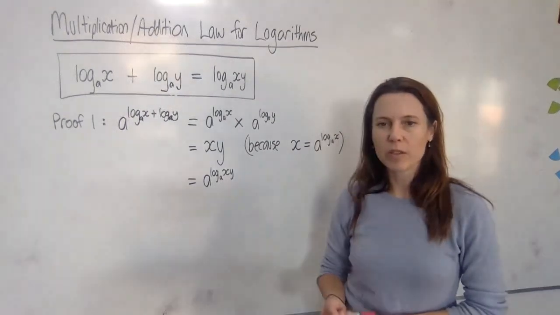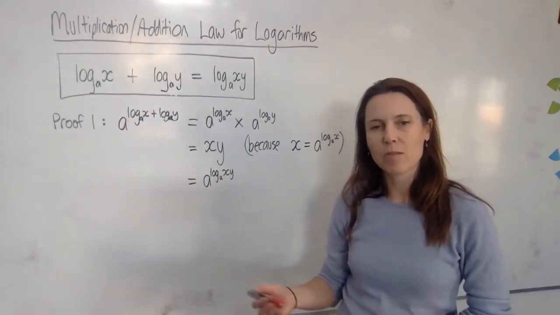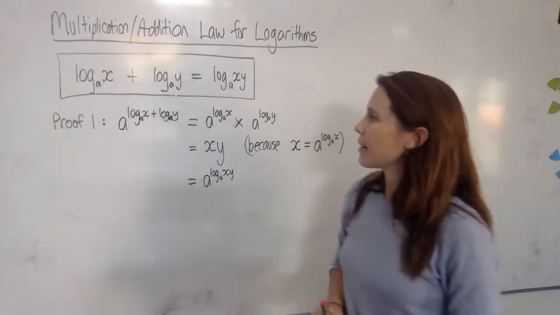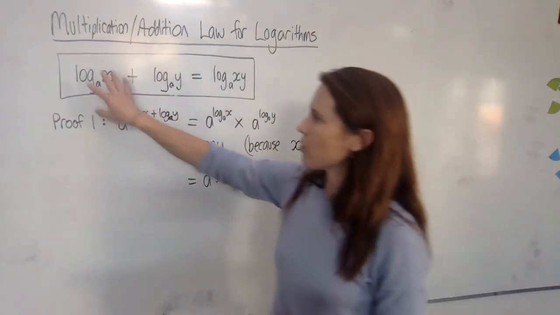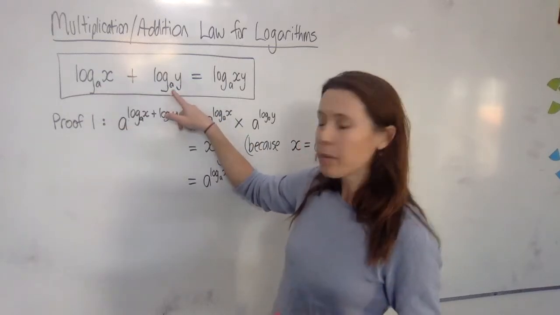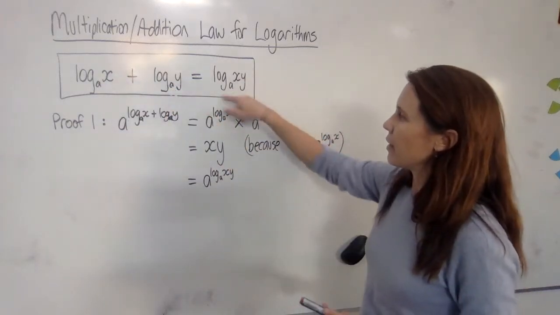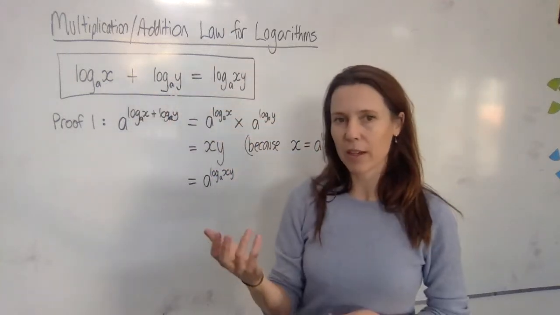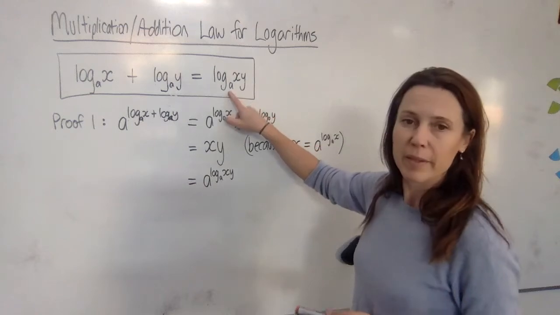To understand the log laws, it's important to relate them back to the index laws that you already know. Now, this law involves multiplying and adding. When we're adding, because we're adding two logs together, they have to have the same base. And when we do that, we find that we get a log of the multiplication of what the numbers in the log actually were, and we keep the base the same.